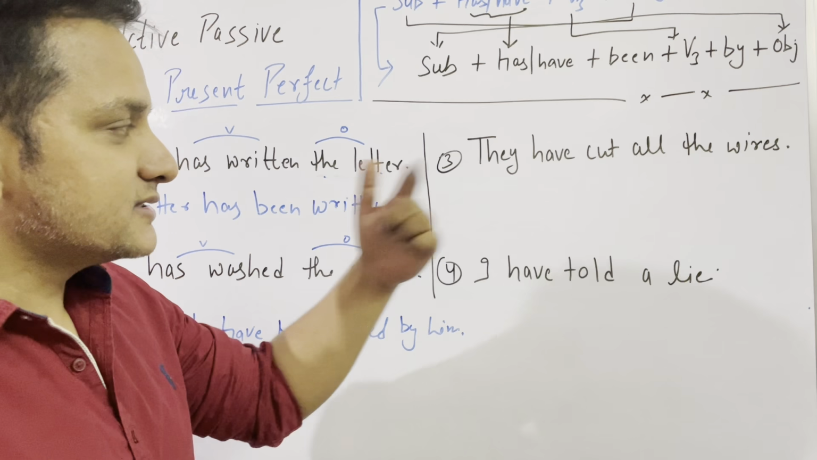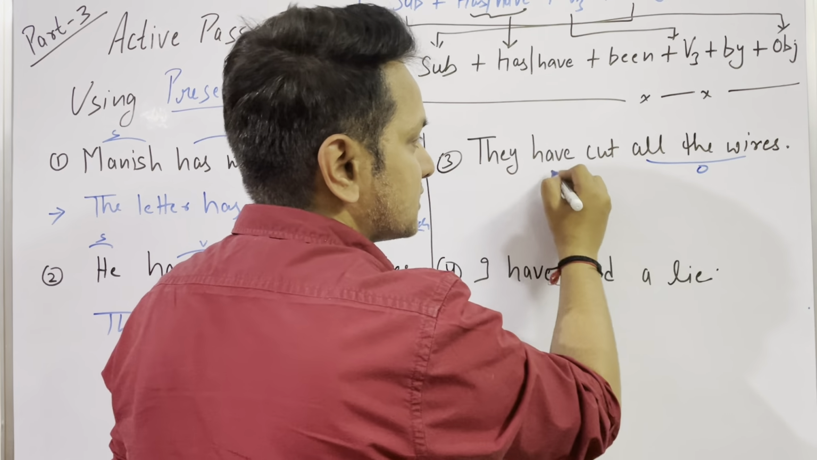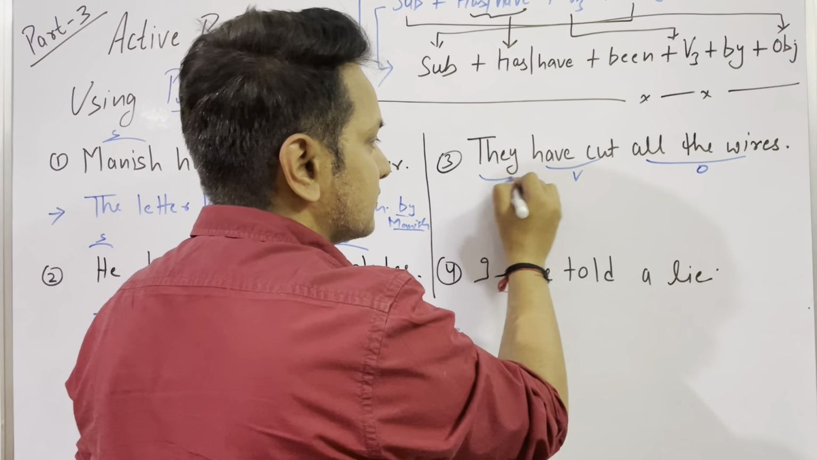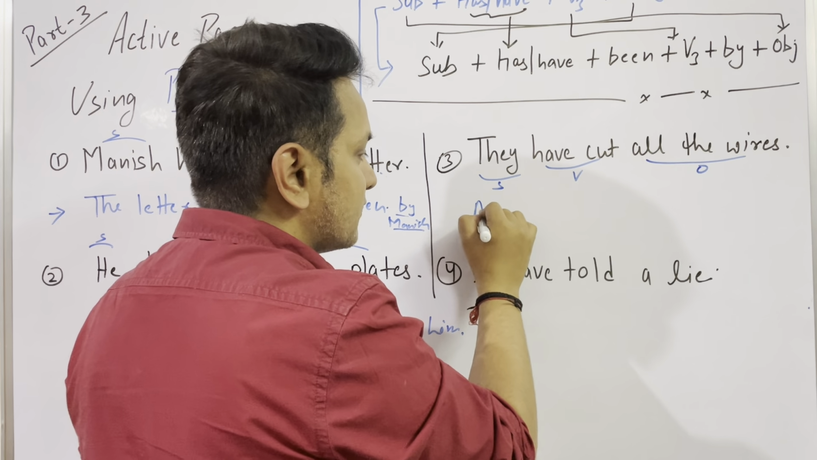Okay, let's go to another example. They have cut all the wires. So all the wires is an object, this is the verb, and this is something like the subject. Okay, all the wires.